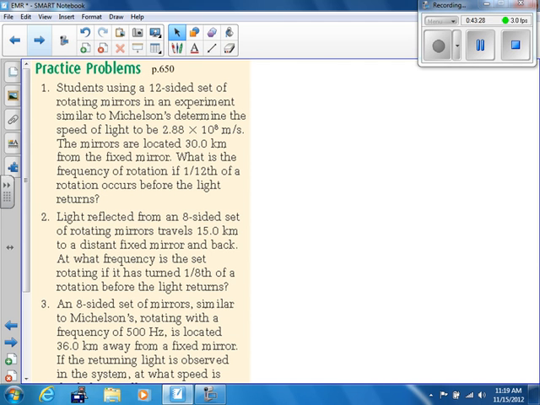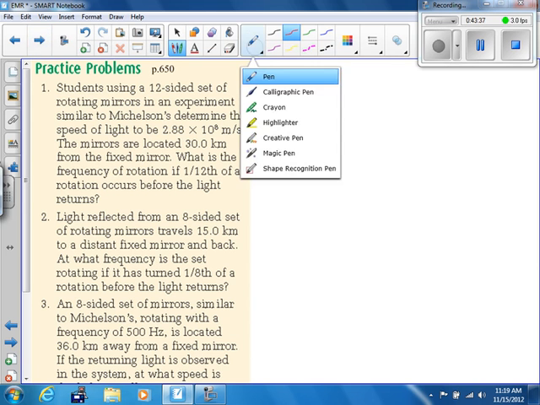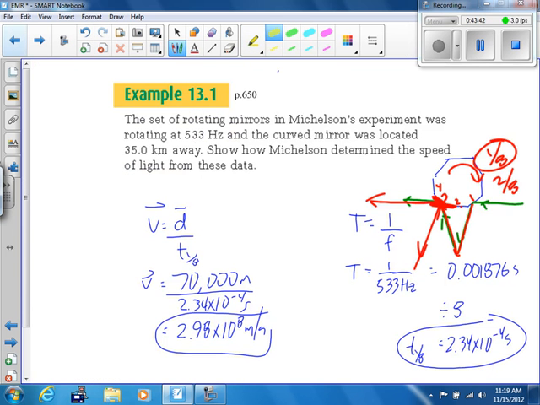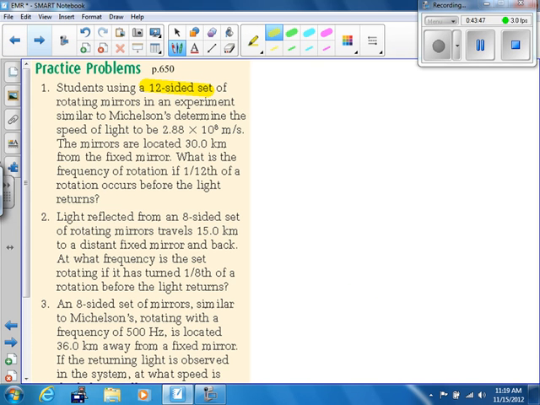Students using a 12-sided mirror. What am I going to tell you right now after I read that first sentence? Let's highlight 12-sided. Why do I want to highlight 12-sided? I didn't in the last question. I didn't highlight 8-sided or whatever. It didn't even say 8-sided. Why am I highlighting 12 sides? Because we usually use 8. How easy is it now if you're used to using an 8-sided mirror to just plug in 8 there? Okay, it's really easy. So highlight 12 just to draw attention to it. Similar to Michelson's experiment, the speed of light is found to be 2.88 times 10 to the 8 meters per second.